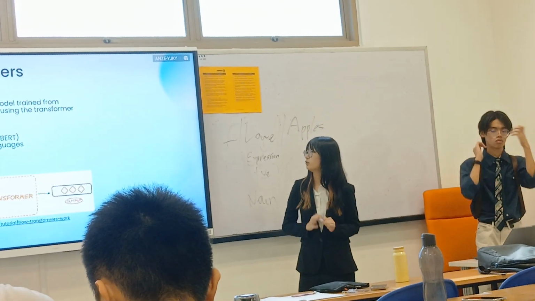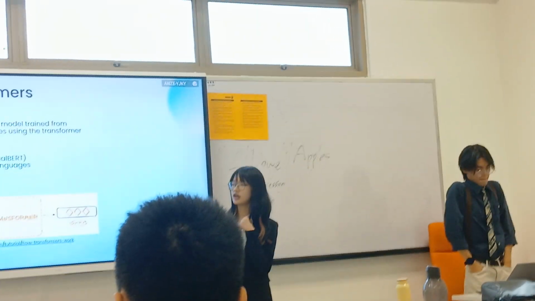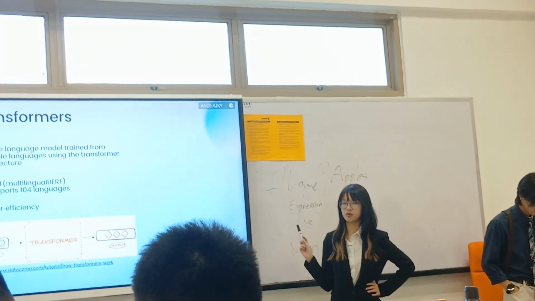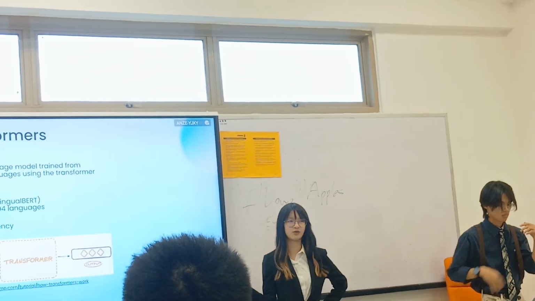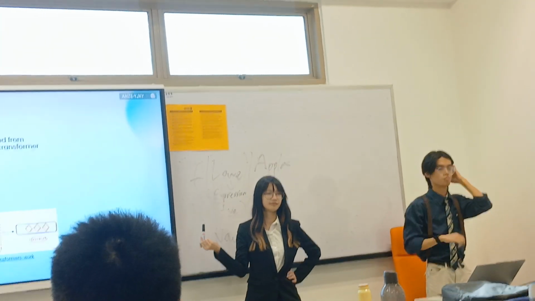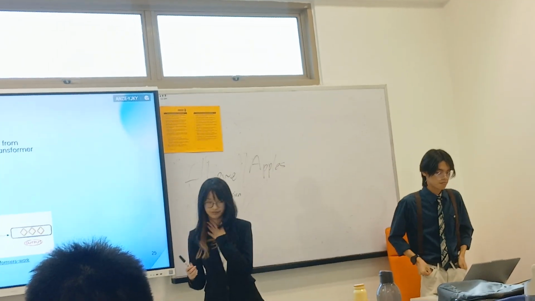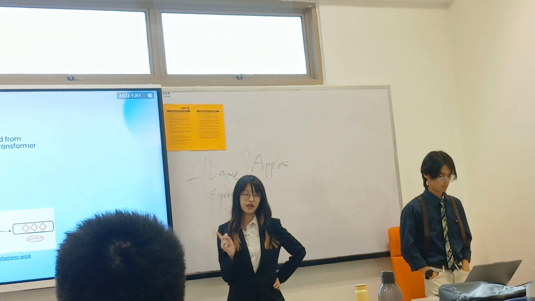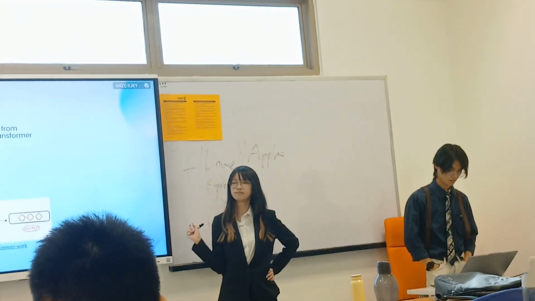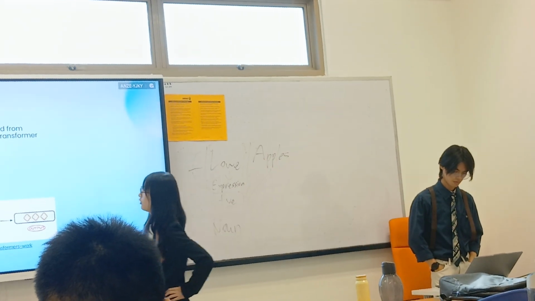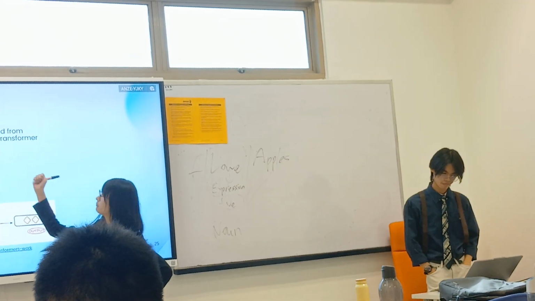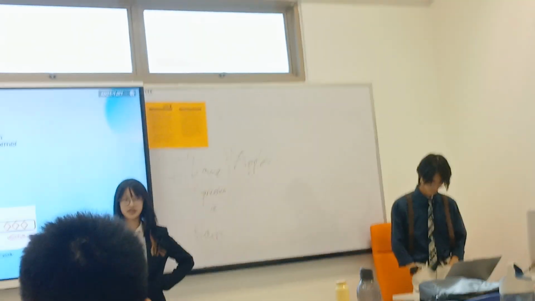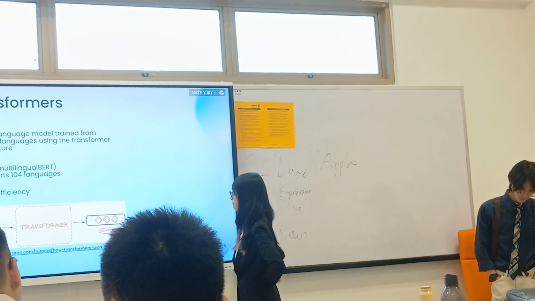For the second model method, we have transformers. It is a large language model from multilingual language used by the transformer architecture. Now, what is transformer architecture? Anyone knows? Transformer architecture is an AI model that understands and generates human-like text. An example for transformers, we have multilingual BERT. It supports up to 104 languages, and it also translates with higher speed and accuracy.